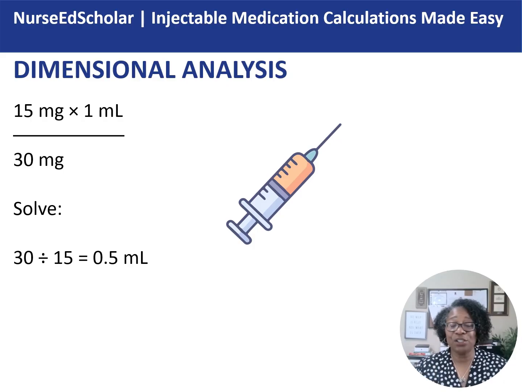Well, for this patient, just like before, 15 milligrams was ordered, 30 milligrams is what was available per 1 milliliter. So you are going to divide 15 milligrams by 30 milligrams, I'm sorry, 15 milligrams divided by 30 milligrams multiplied by 1 milliliter. And so that's going to give you 0.5 milliliters, and that is how much ketorolac you are going to give your patient.